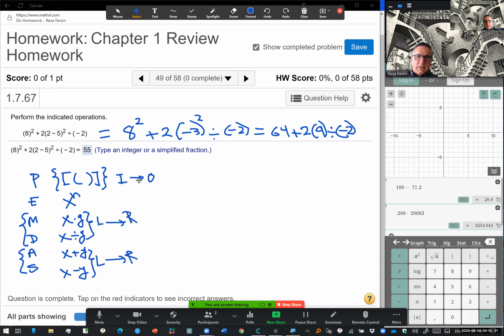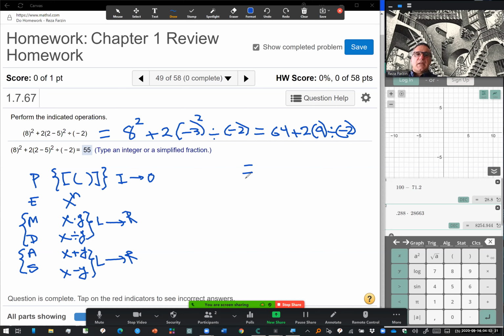Just following the order of operations, what comes next? Let me ask you a different way. What are the operations that are still remaining? So there's still addition, multiplication, and division. Excellent. Which one are we going to do first?